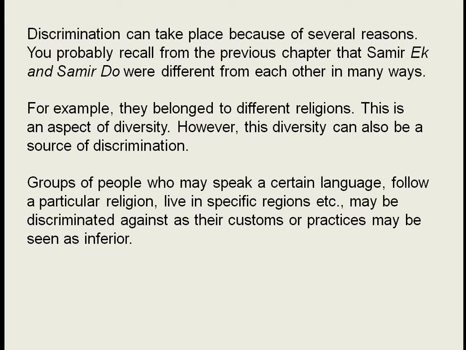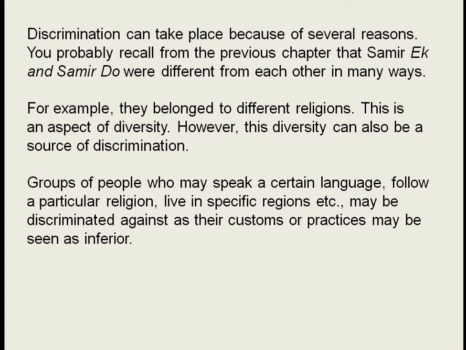Discrimination can take place because of several reasons. You probably recall from the previous chapter, chapter number 1, Understanding Diversity, we had seen the story of the two boys, Samir Ek and Samir Do. Both were different from each other in many ways. For example, they belong to different religions. This is an aspect of diversity.